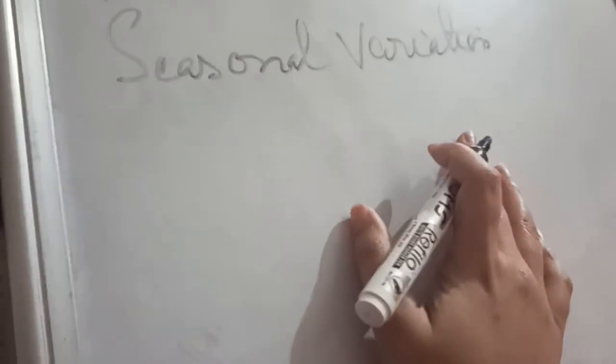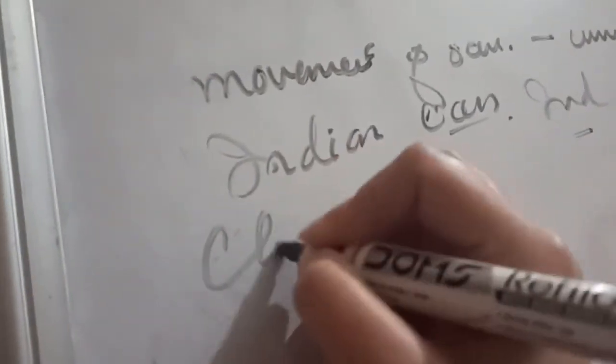Seasonal variation. This also causes the movement of the ocean currents, most pronounced in the Indian Ocean. Why? Because the currents in the North Indian Ocean change their direction from season to season because of the seasonal rhythm of the monsoons.